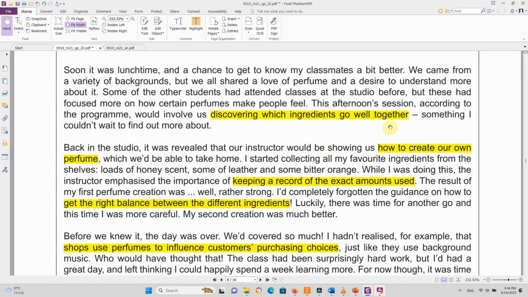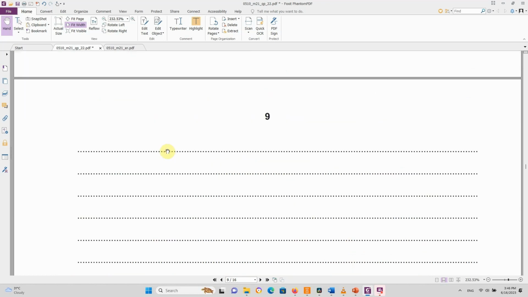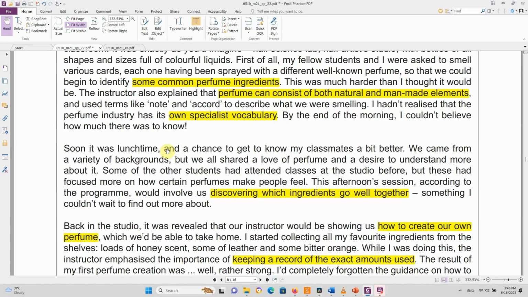Something I couldn't wait to find out more about. Back in the studio, it was revealed that our instructor would be showing us how to create our own perfume, which we'd be able to take home.